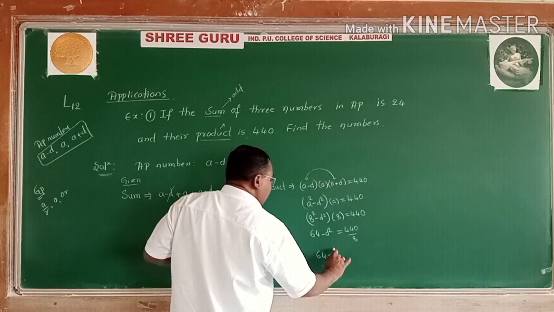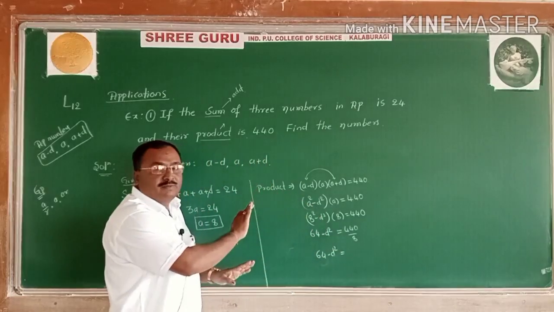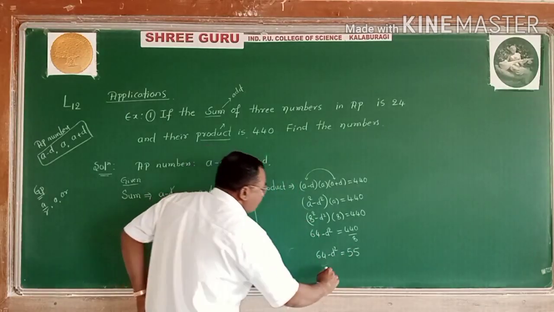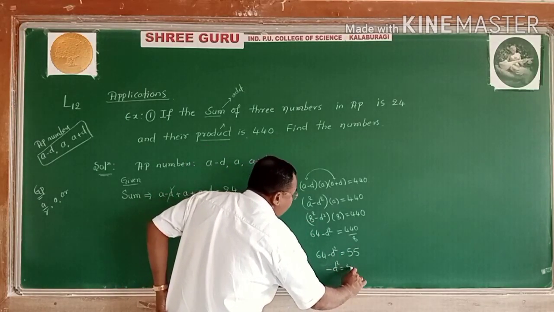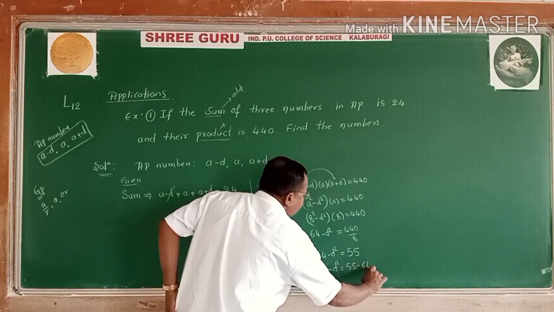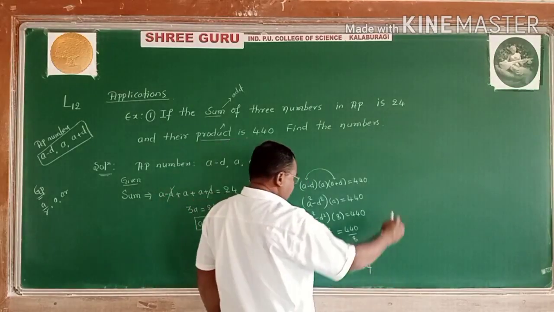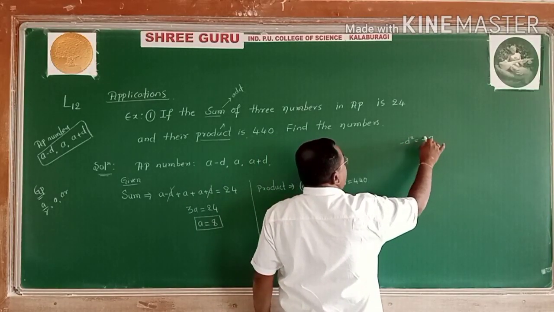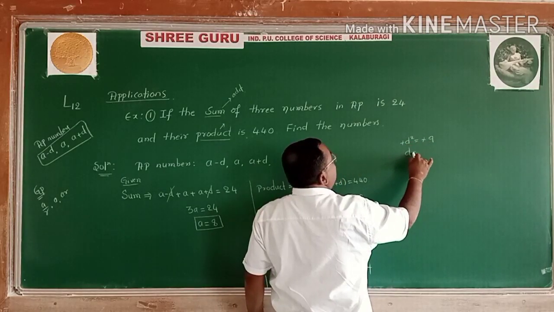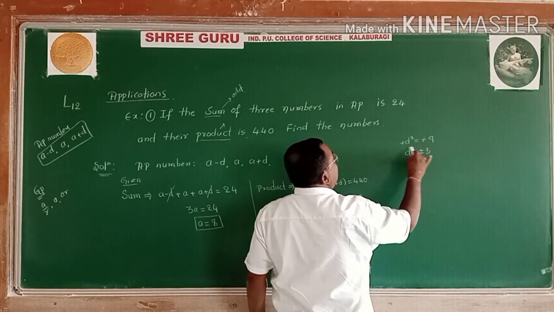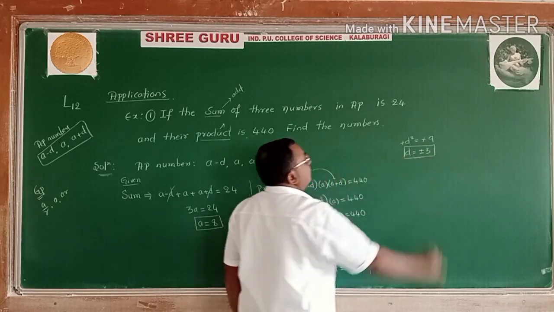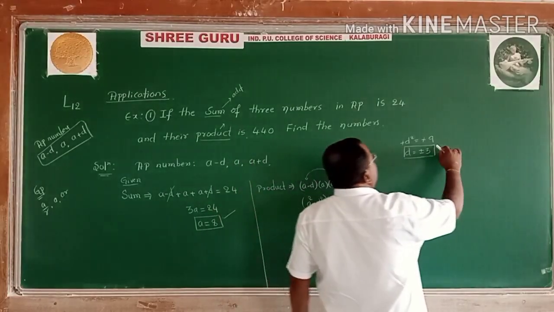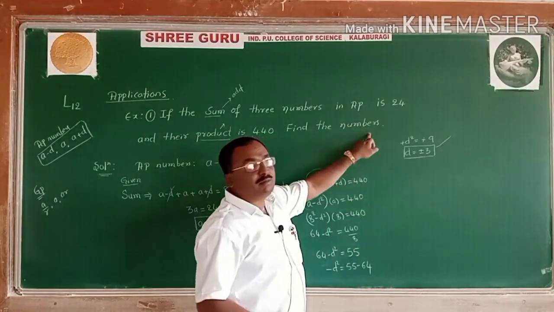64 minus D squared is equal to 55, since 8 fives are 40, and 8 times 55 is 440. Here, minus D squared is equal to 55 minus 64. Therefore, minus D squared is equal to minus 9. The minus signs cancel. D is equal to plus or minus 3. Here A is there, D is there. Find what? Find the numbers.